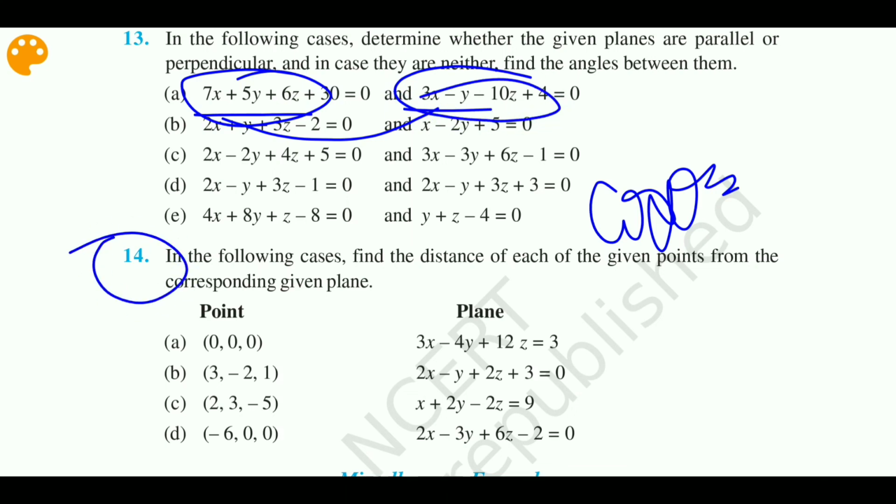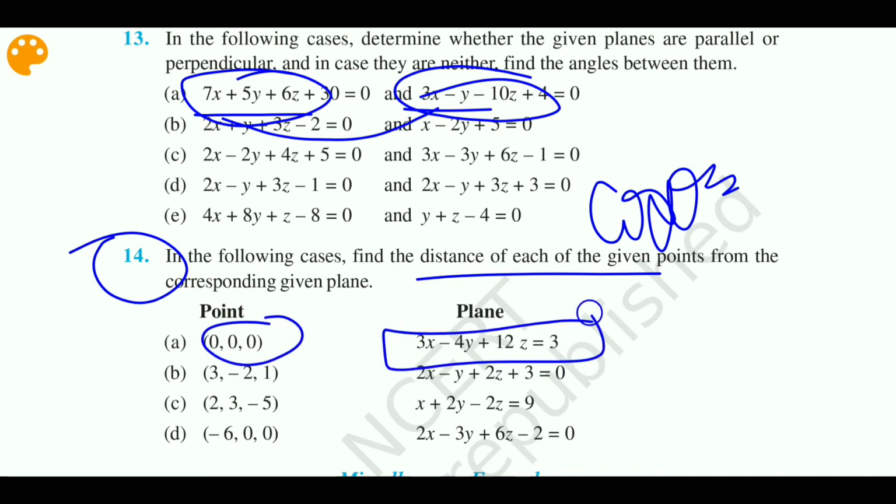Next, and the last question of the day, we have to find the distance from the given point to this plane. So what will you do? Just substitute this point and divide it by the magnitude of this.